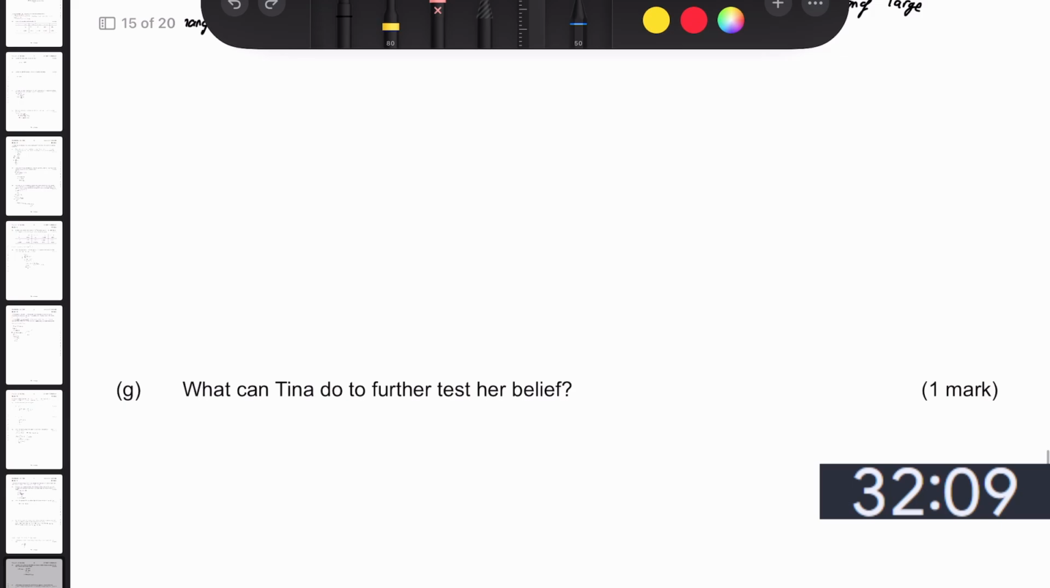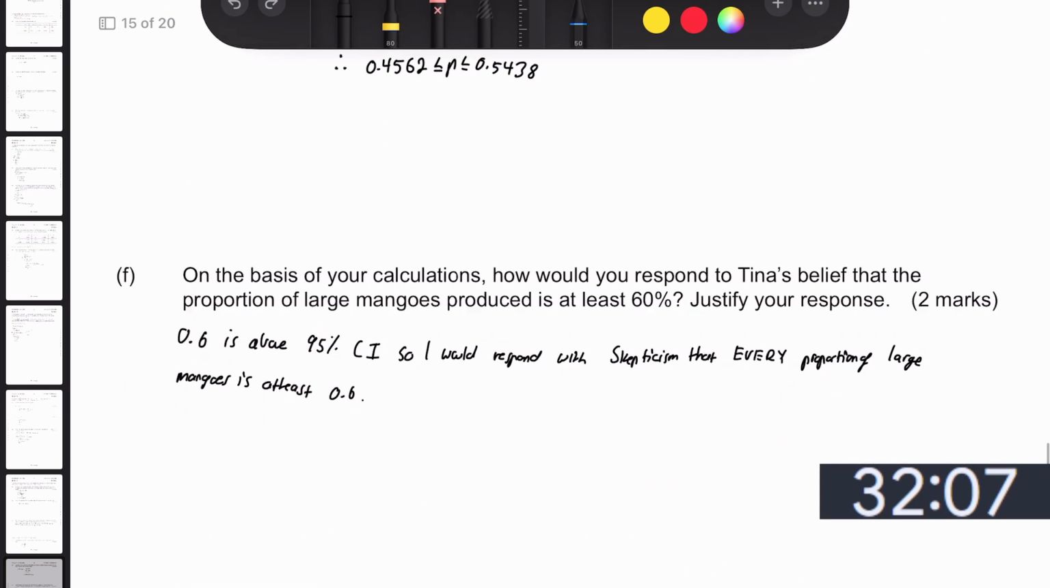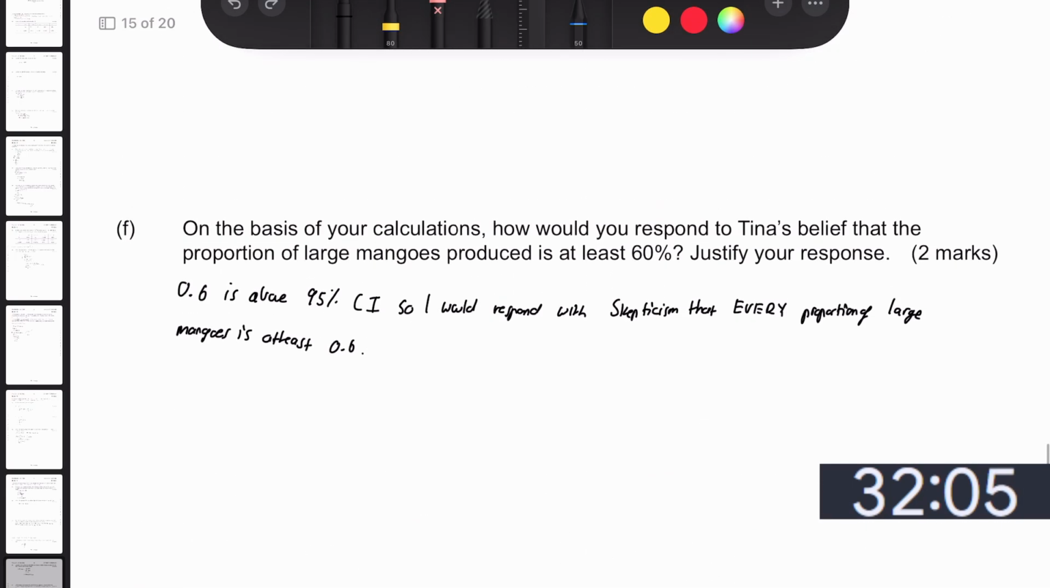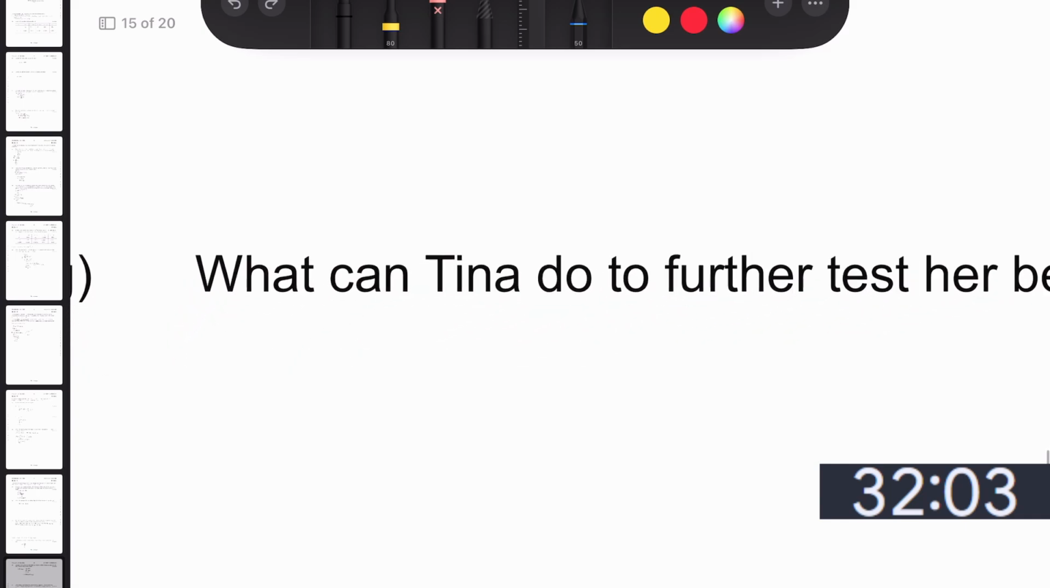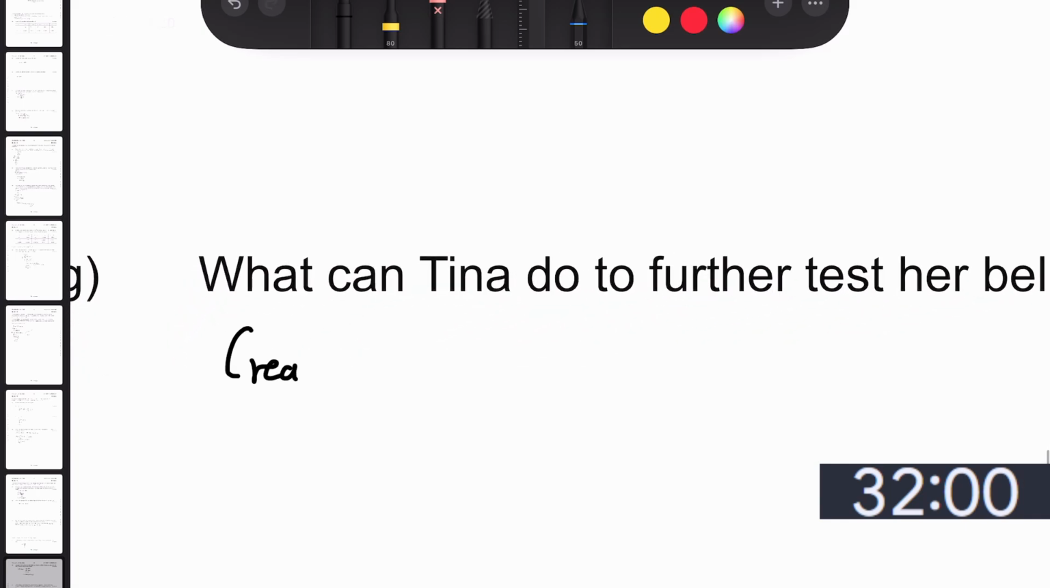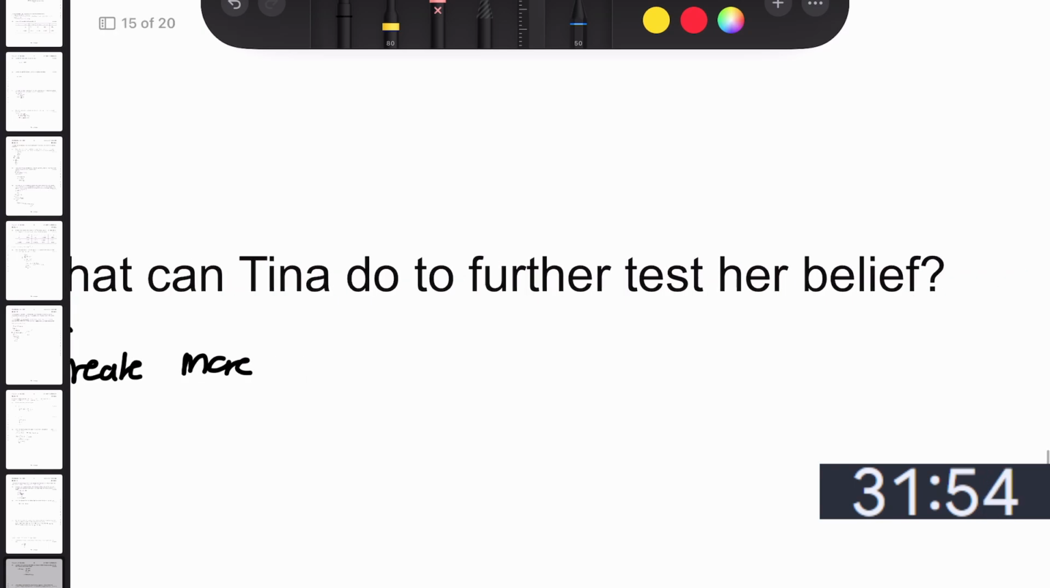What can Tina do to further test her belief? Create more confidence intervals with larger sample sizes.